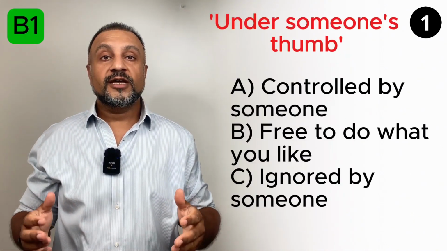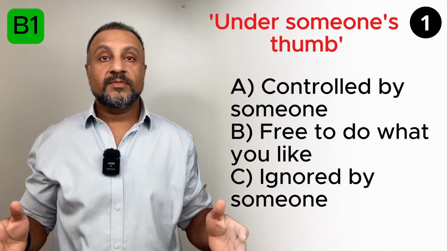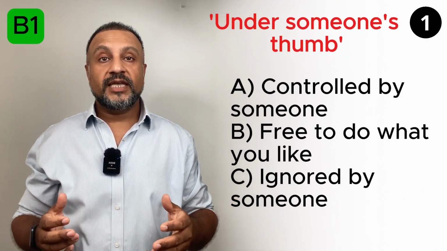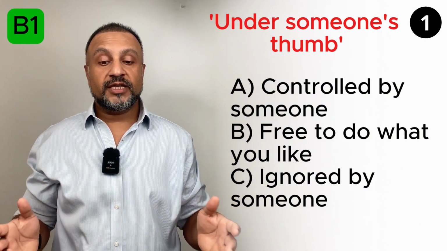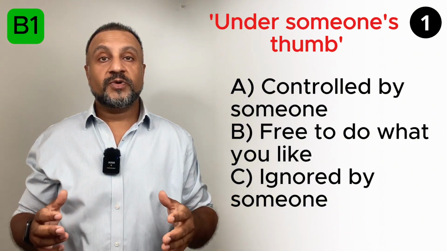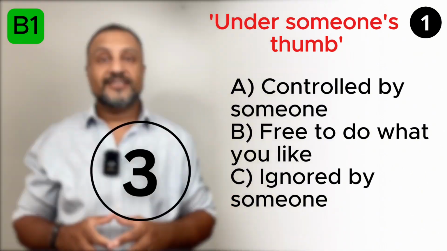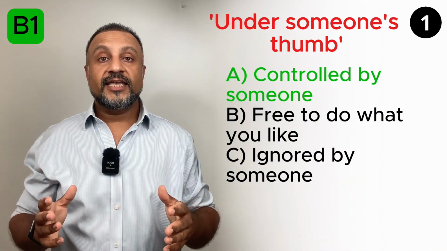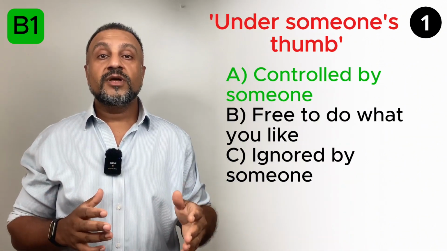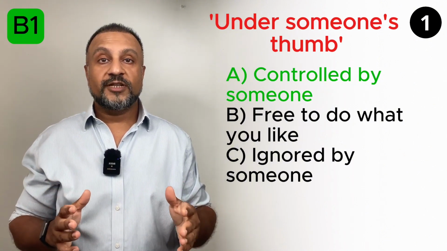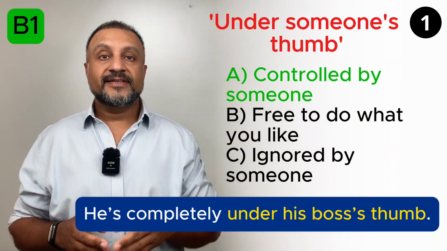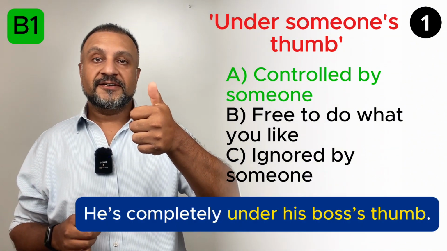Question 1. What does under someone's thumb mean? A, controlled by someone. B, free to do what you like. C, ignored by someone. The answer is A. When you are under someone's thumb, you are controlled by someone. He's completely under his boss's thumb. And this is the thumb here.